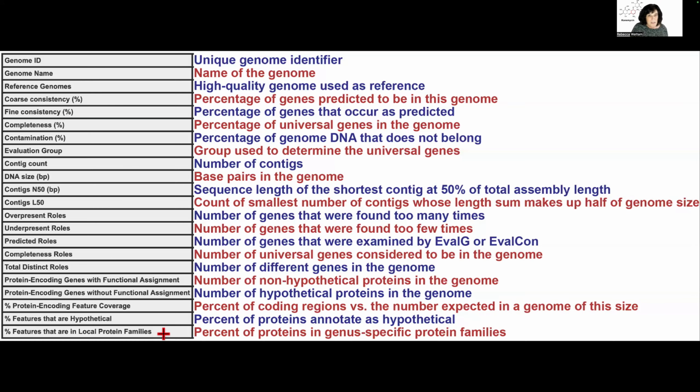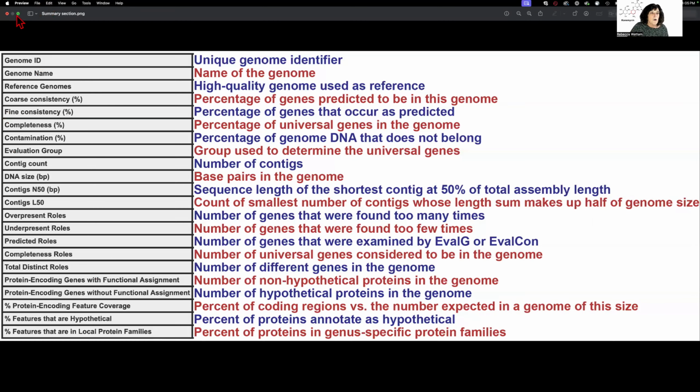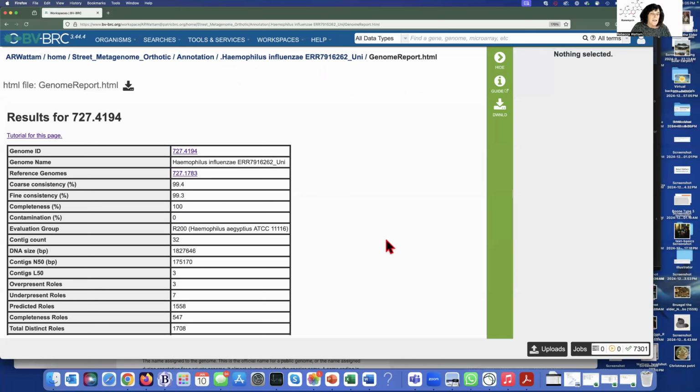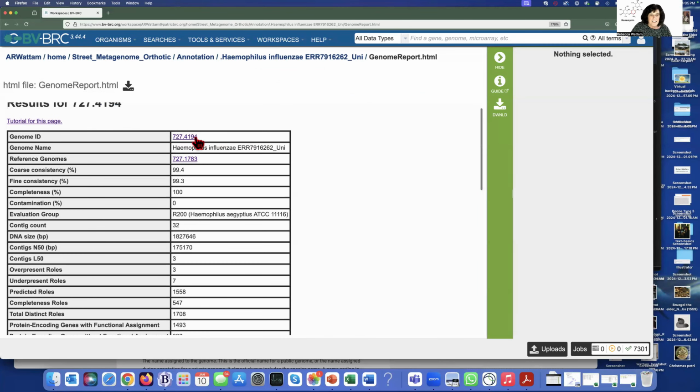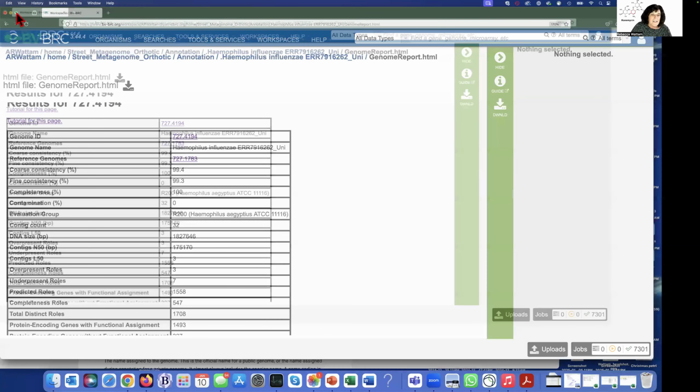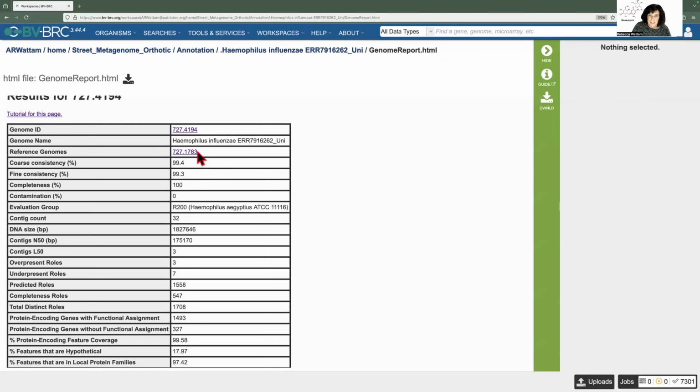Okay, I know it's a lot of information, but let's look at what it actually looks like. So here is the genome report for our job. It's giving me the unique identifier. Here's the name I established for it. This is the genome that was used as the reference genome. Were I to click on that number, it would take me to the genome landing page for that genome. Were I to click on this number, it would take me to the genome landing page for my genome. Coarse consistency looks good. Fine consistency looks good.